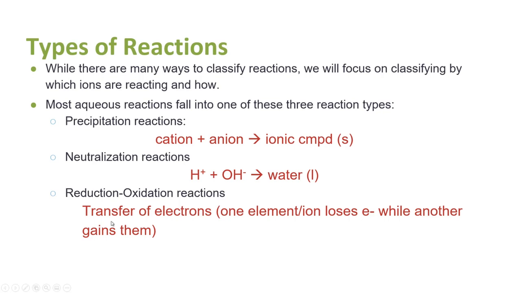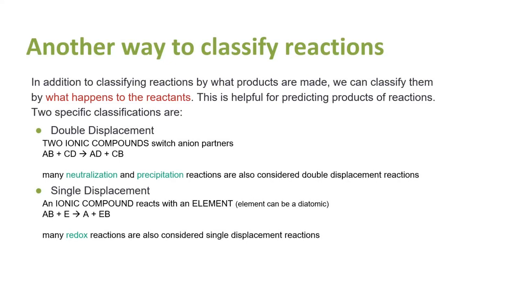And then I have a class called redox reactions. In this case, I'm transferring electrons. So I have an element that's going to become an ion. I have an ion that's going to turn back into an element by gaining or losing electrons. You have to have one of each. So one that's going to gain the electrons, one that's going to lose the electrons, and we can have redox reactions. So these are the three that we're going to classify by in this class.